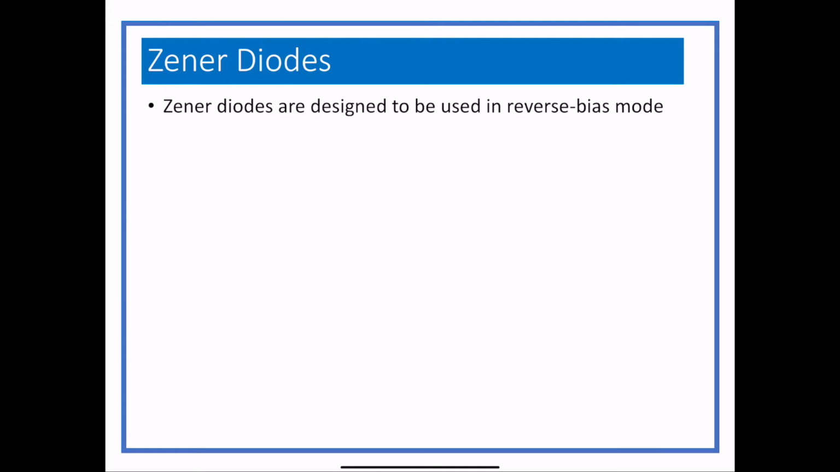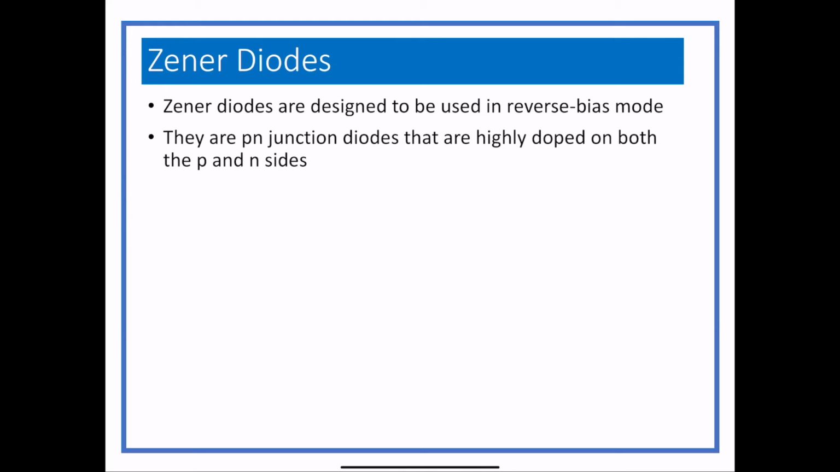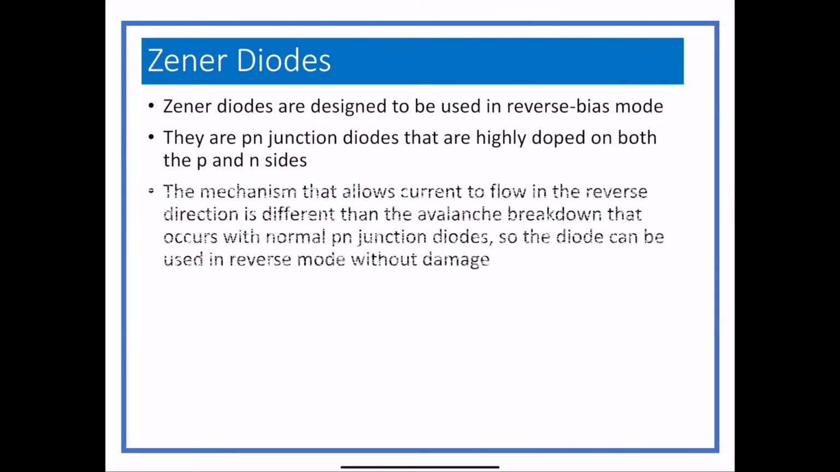So Zener diodes. Zener diodes are a diode we haven't talked about yet. They're diodes that are designed to be used in reverse bias. They are PN junction diodes that are highly doped on both the P and the N sides. And the mechanism that's used for the reverse flow is different than the avalanche breakdown that happens with normal PN junction diodes. So the diode can be used in reverse mode and it doesn't get damaged.